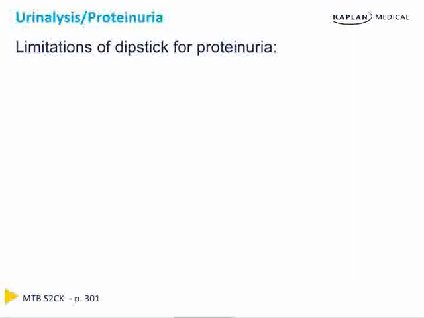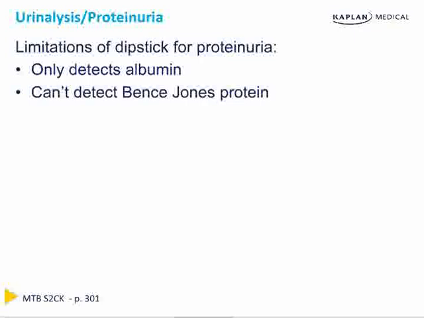There are some notable limitations of the dipstick for assessing proteinuria. The first is that it only detects one protein, and that's albumin. So what does it miss? The most notable protein that a dipstick won't pick up is Bence-Jones protein. That's present in the urine of patients with multiple myeloma.